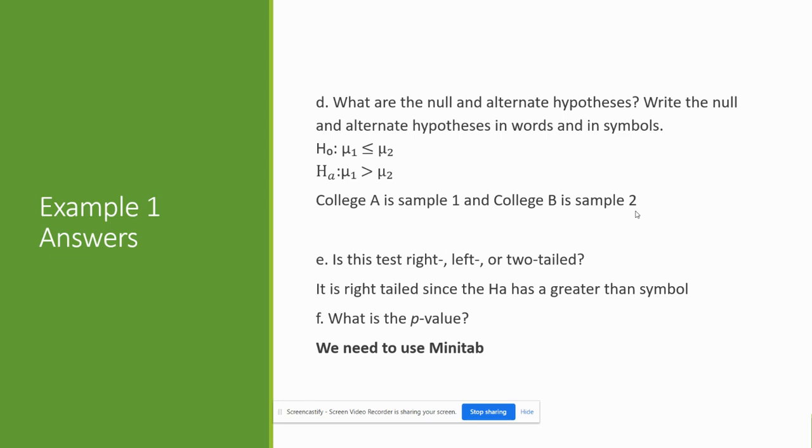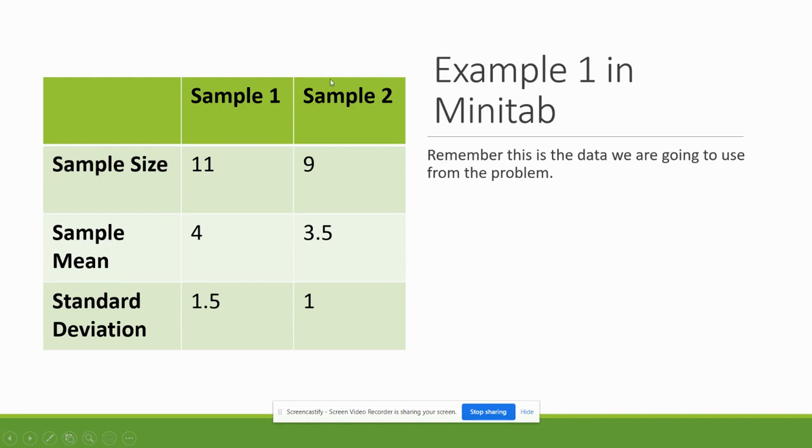Is this a right-tailed, left-tailed, or two-tailed test? This is right-tailed since the alternative has a greater than symbol. And what's the p-value? Well, I'm going to use Minitab. It's going to make my life easier. So again, I'm going to give you a quick rundown. Remember, these are the statistics I'm using. For sample 1, which was College A, the sample size was 11, the sample mean was 4, and the sample standard deviation was 1.5. For sample 2, the sample size was 9, the sample mean was 3.5, and the standard deviation was 1.